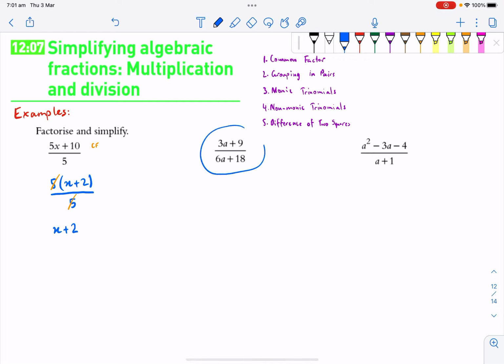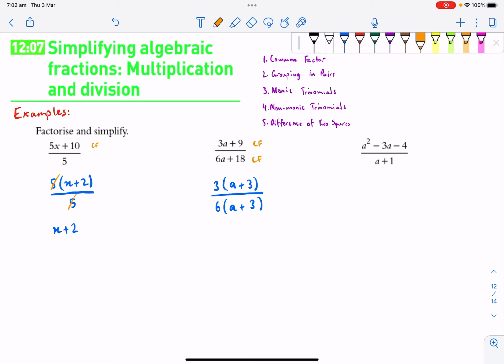Okay, now the second example. First, identify the types of factorizations you're going to use. In the numerator, I only see common factor again. So that's a common factor. In the denominator, I don't see any other technique except for common factor again as well. So this time, I'm going to be factorizing both the numerator and the denominator. Here, in the 3a plus 9, I can see that the common factor will be 3. So I'm left with 3 bracket a plus 3. In the denominator, I can see the common factor is 6. So we have 6 bracket a plus 3.